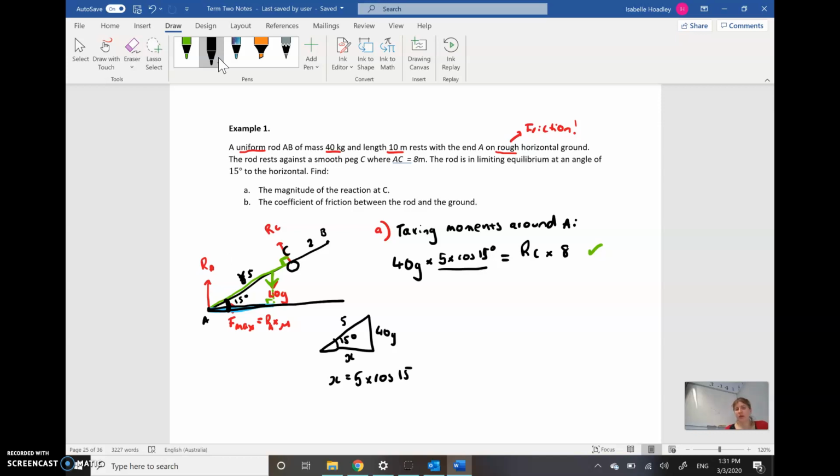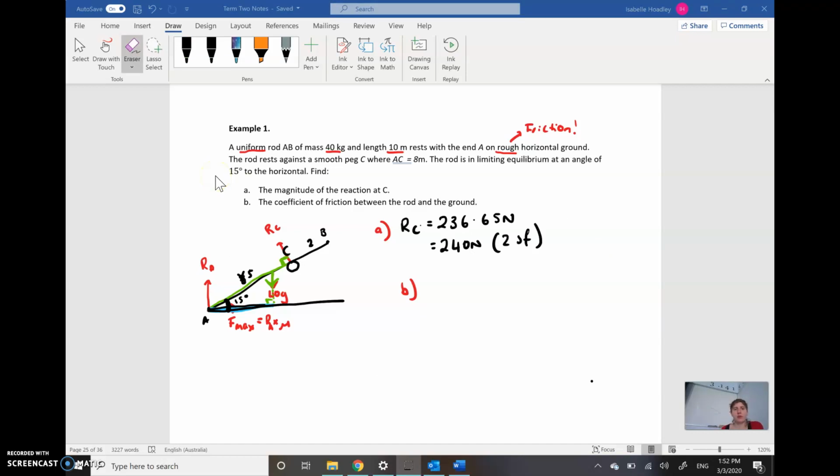All right, so then we can solve for RC. So 40G times cos 15 divided by 8. So RC equals 40G times 5 times cos 15 over 8. And so therefore RC equals 236.65 newtons.